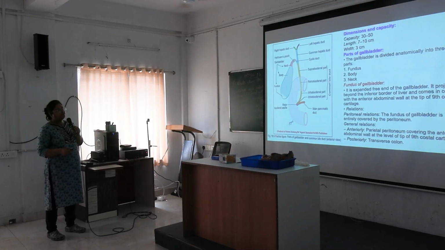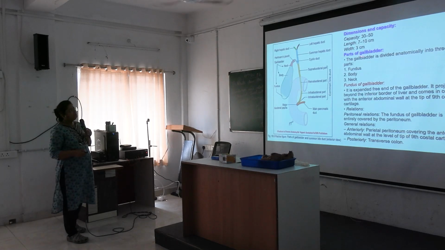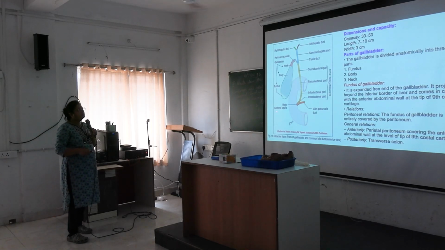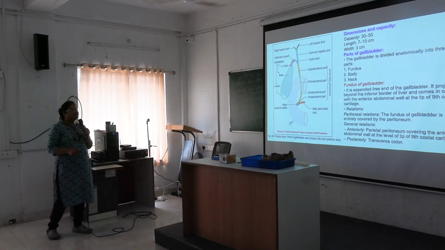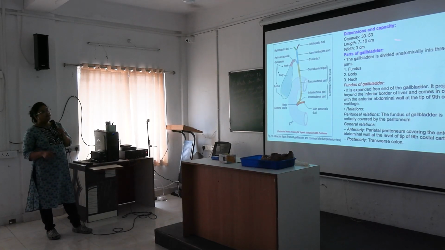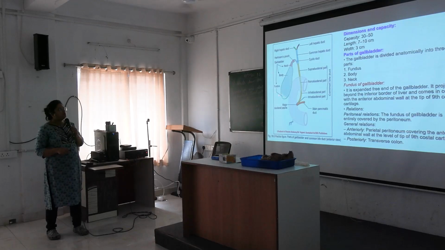Next we are going to the dimensions and capacity. Capacity is about 30 to 50 ml. Okay. Length is about 7 to 10 centimeter. Width is about 3 centimeter. And these are the parts of gallbladder. It is divided anatomically into fundus, body and neck.